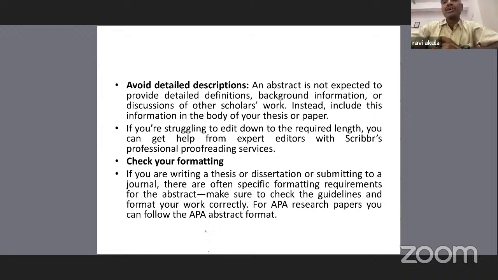If you are struggling to edit down to the required length, you can get help from experts, editors, or nowadays there are so many online tools which help in cutting down the size of the abstract.